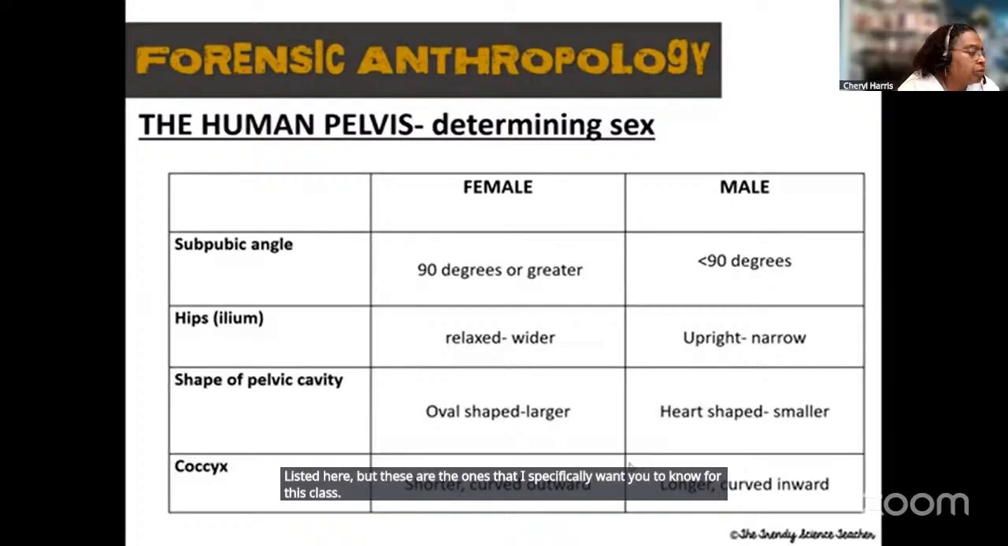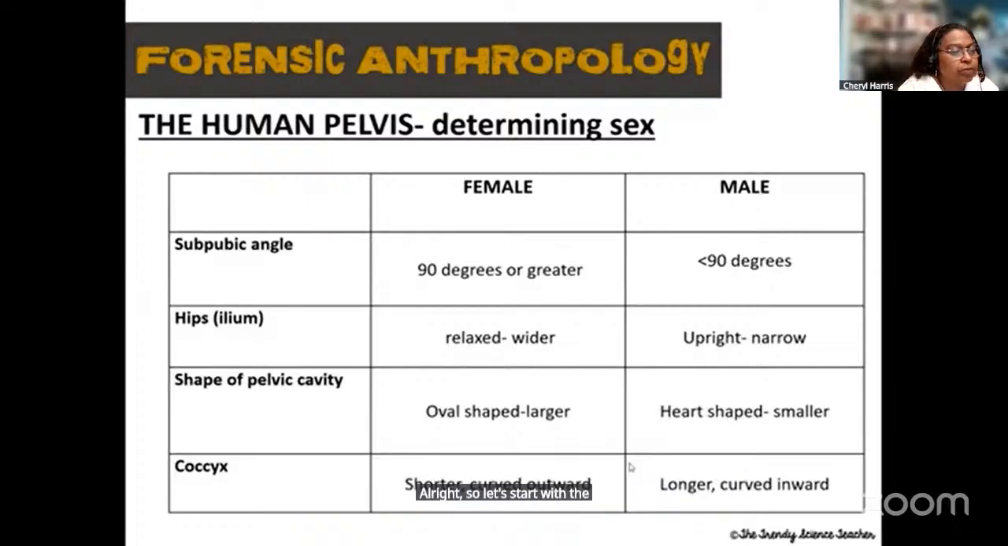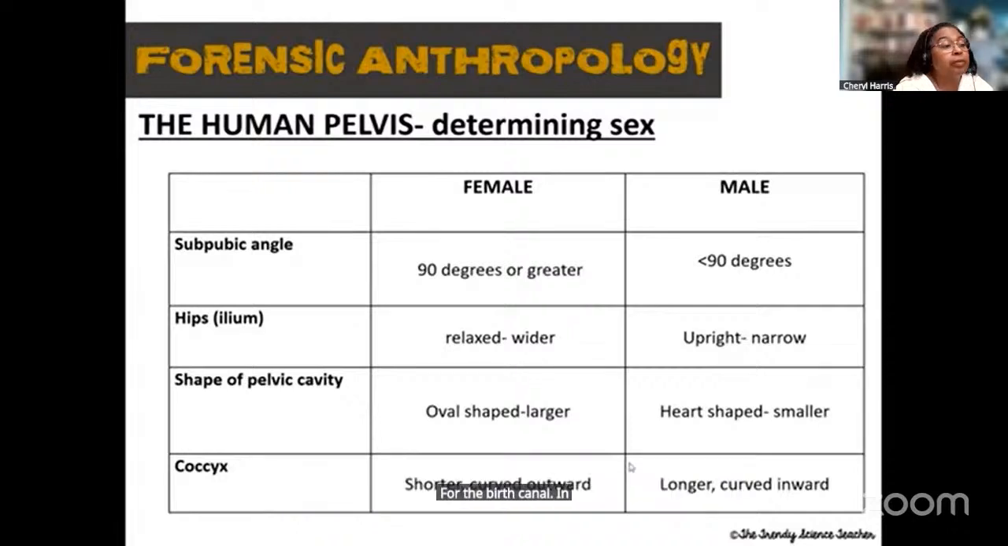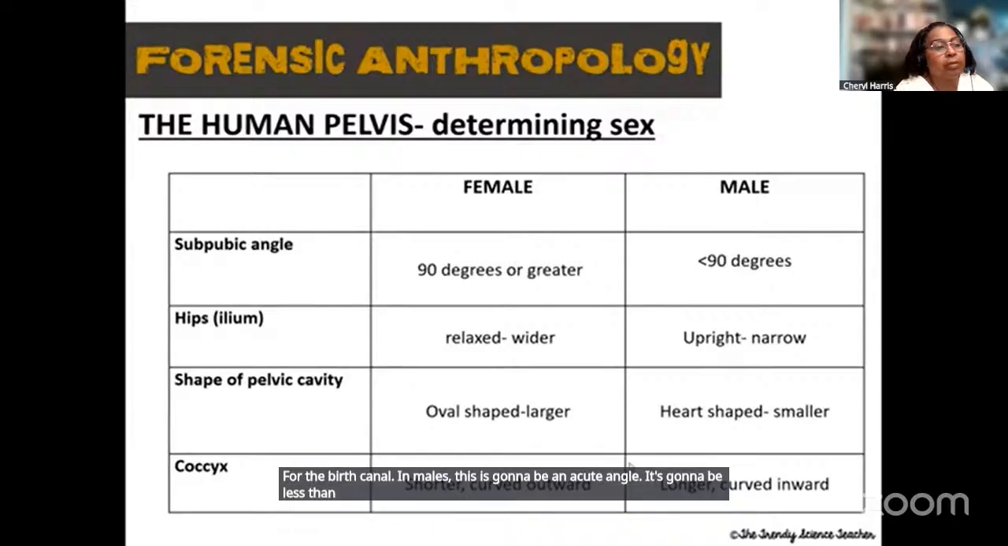All right, so let's start with the subpubic angle. For female, this is going to be 90 degrees or greater. And again, that just provides optimal space for the birth canal. In males, this is going to be an acute angle. It's going to be less than 90 degrees.